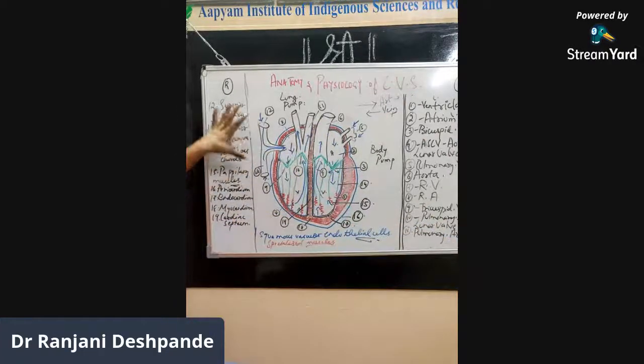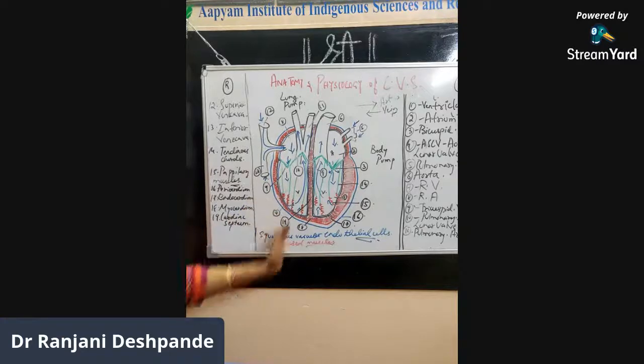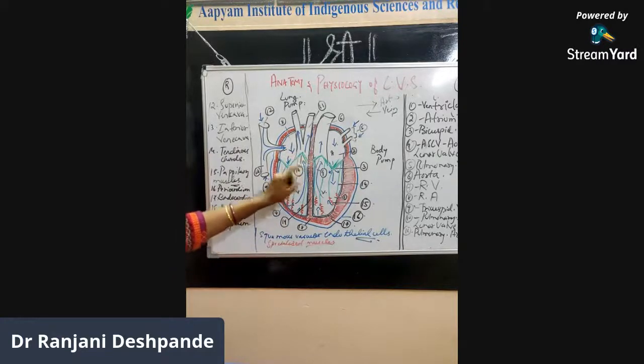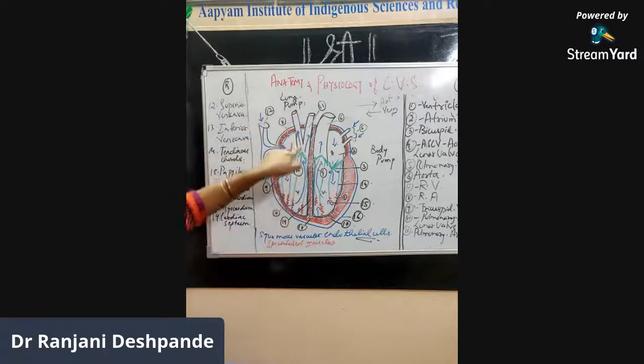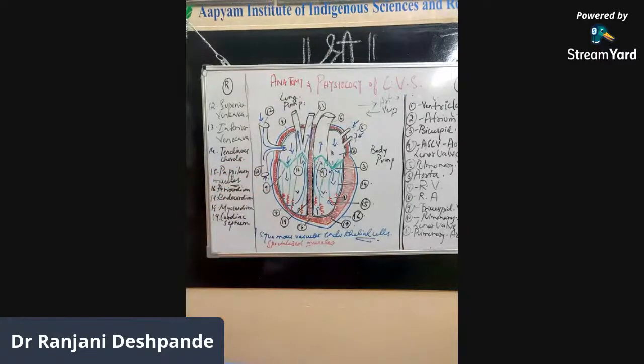On the contrary, the right side, deoxygenated blood from the SVC and the IVC will come into the right atrium. It contracts, and as the right atrium contracts, this tricuspid valve will open. Blood will flow into the right ventricle. It will contract, and the PSLV will open, and the blood will flow through the pulmonary artery to each of the lungs. So this is the flow of blood.